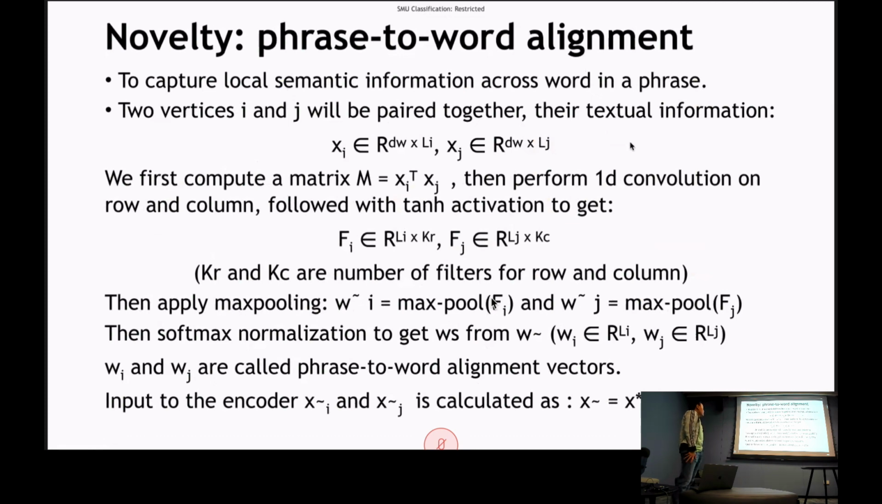Okay, so let's talk about the second point of novelty in this paper: they introduce some kind of mechanism called phrase-to-word alignment. So basically, this just means that before this x value here is given to the encoder, it would go through some processing step that would process it into a single vector instead, and this single vector is called the phrase-to-word alignment vector.